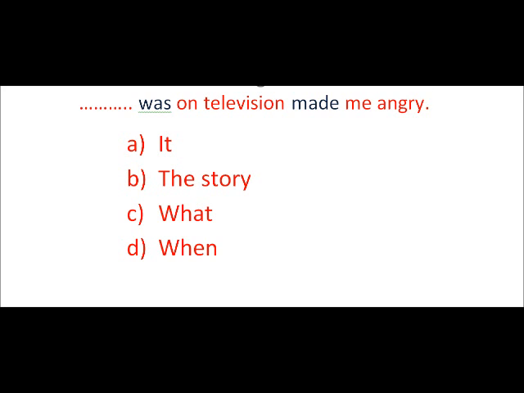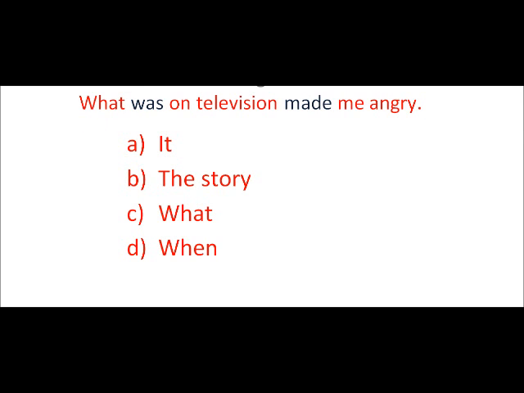Because when is only a connector, but what can be a connector and subject at the same time, because we said that what and whatever, who, whoever, whichever can be connectors and subjects at the same time. So the right answer will be what? Because when I write what here, the sentence will be, what was on television made me angry. Fantastic. What was on television made me angry. So I will have this noun clause as a subject, and the made will be a verb, and me an object. Fantastic. It will be cool.